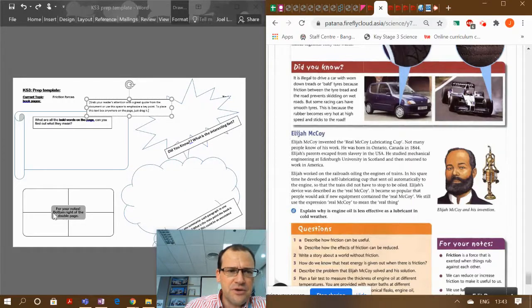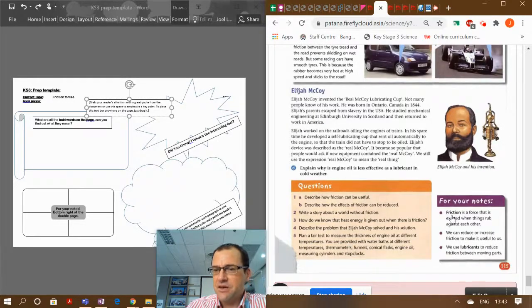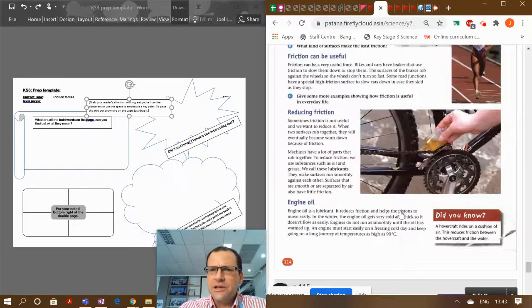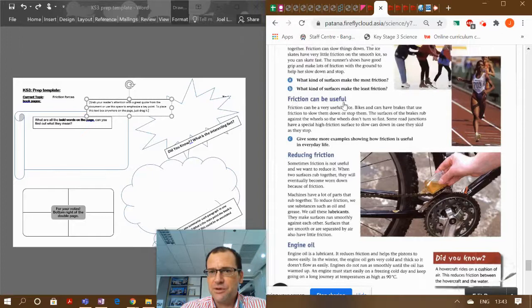Next, for your notes, bottom right in the double page, we've got a box there with the key takeaway points from that page, all right? Here, it's got the definition of friction, and then it says what lubricants do as well. And we can reduce or increase friction to make it useful for us. For example, friction can be useful when we're running. We can reduce friction to make it useful when we're riding our bike, for example.